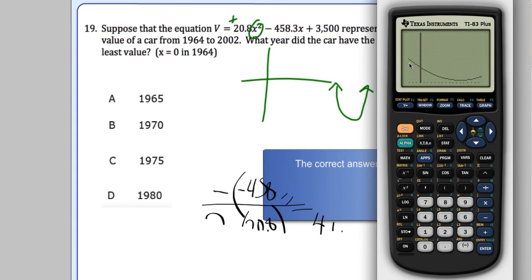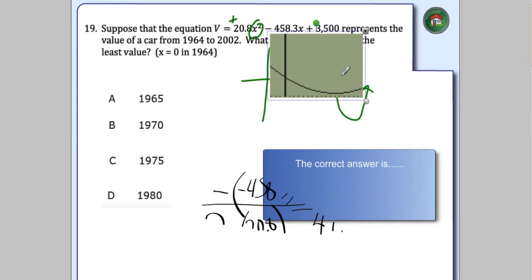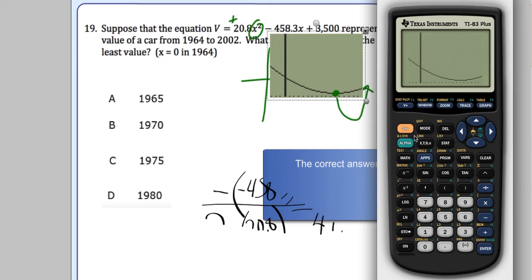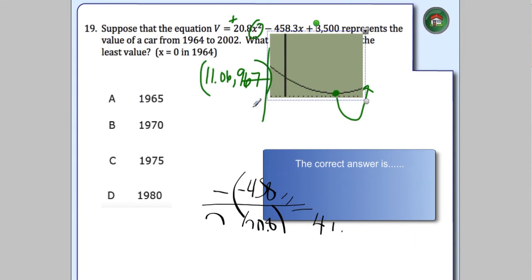What year did the car have the least value? Now, here's the value over here, and here's the year. So what we're looking for is going to be that ordered pair right there. So how we find that, we're going to do second calc and go to minimum. Go to the side of it, hit enter. And then go to the right side of it. Hit enter, and then you want it to guess that point. And it says the point in the middle is 11, 11.06, I can't read that, 967 maybe, 967.